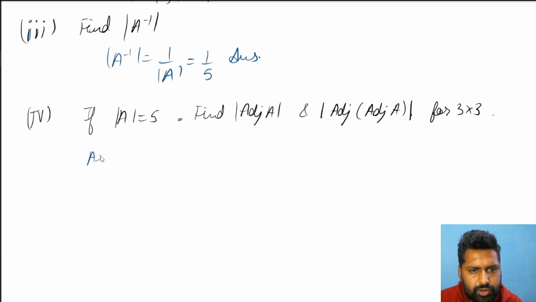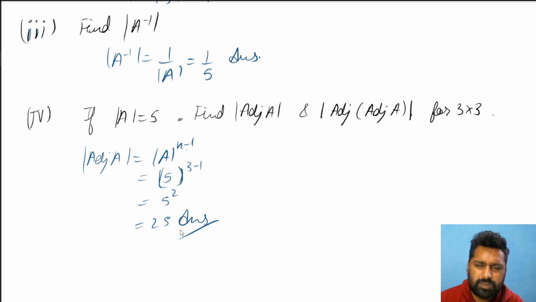So adjoint A determinant is determinant of A power n minus 1. So 5 raised to power 3 minus 1, so 5 square, that's 25. So we don't have to do anything, it's all about knowing the correct property. Okay, next, adjoint of adjoint A.